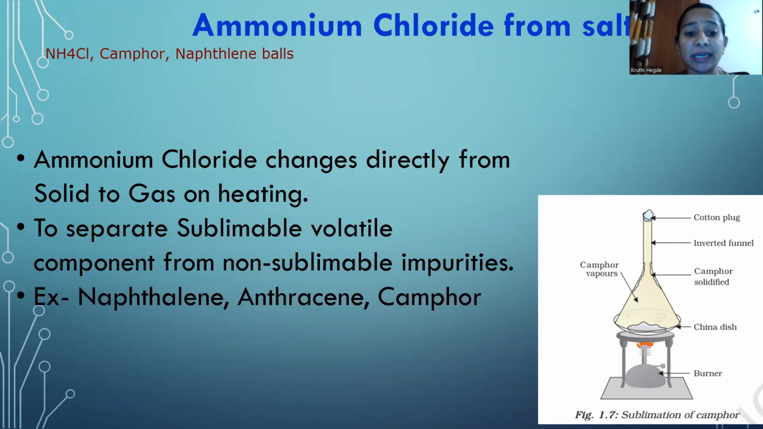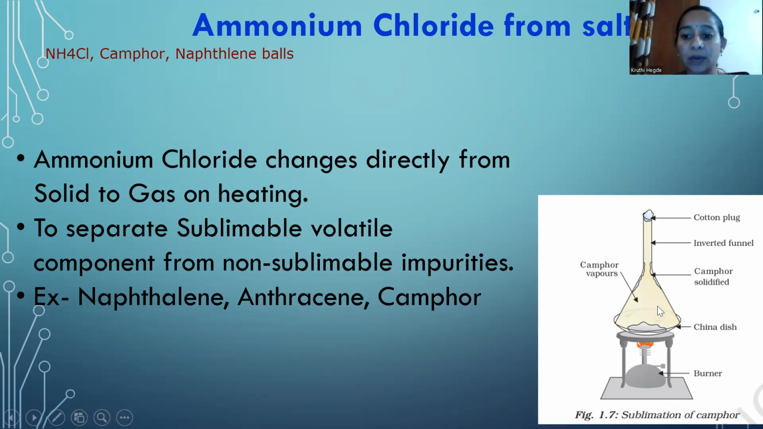For example, when we want to separate naphthalene, anthracene or camphor from a non-sublimable substance like salt, we'll go for this technique of sublimation. The technique I have already explained. We take a tripod stand and above it keep a china dish in which the mixture is put, and above it we keep a funnel inverted. The mouth of the funnel should be plugged with a cotton plug, and we start heating with the help of a burner. When you heat it, you will see that ammonium chloride starts to convert to vapor, and those vapors which touch the neck of the inverted funnel start cooling down and condense there.